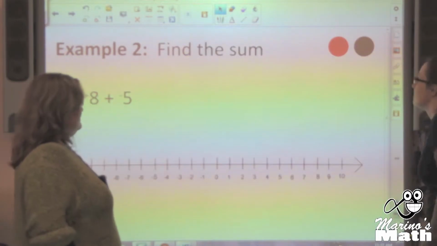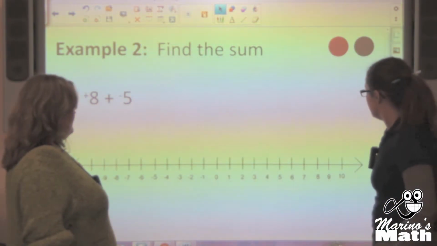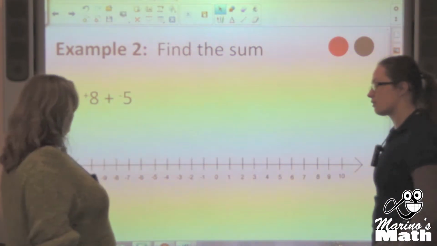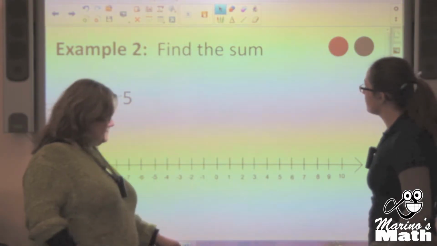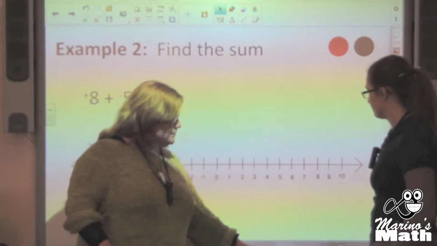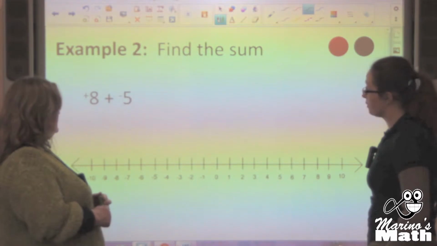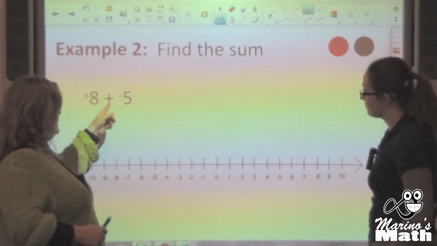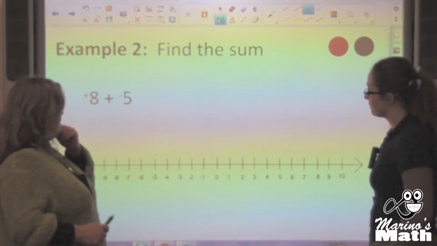We got something else here. A number line. I figured some people don't like chips. They would rather work with a number line. Whichever one works best for you, right? All right, so we have +8 plus -5.